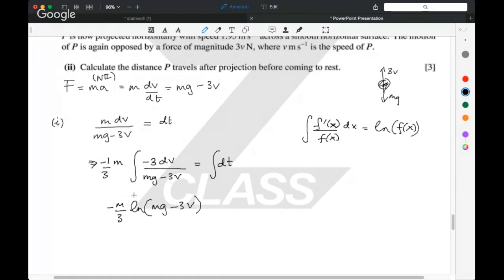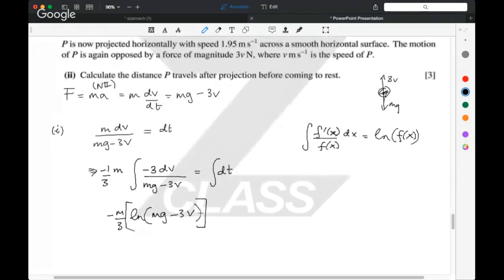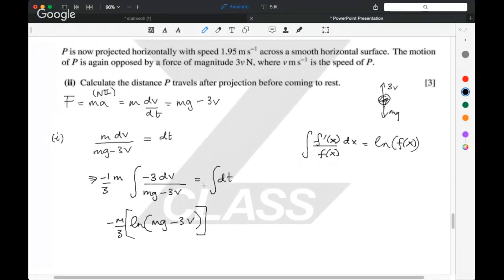And let's talk limits. What are my limits? What information do I have? At time equal to 0, I've got some speed 1.95. And at some later time, I've got the speed v. Sorry, I've got the speed 0. So I want the final time to be the time that corresponds to when the velocity is 0, and the initial time to when the velocity is 1.95.